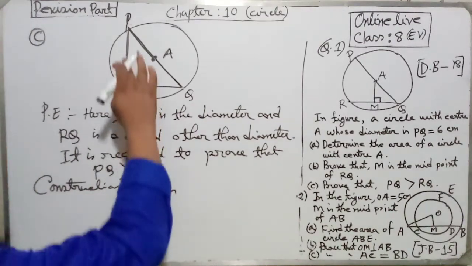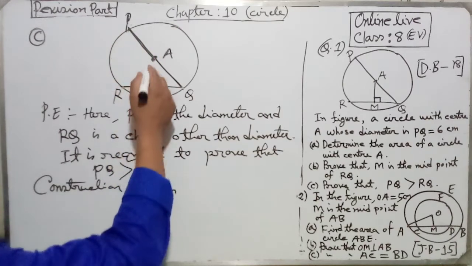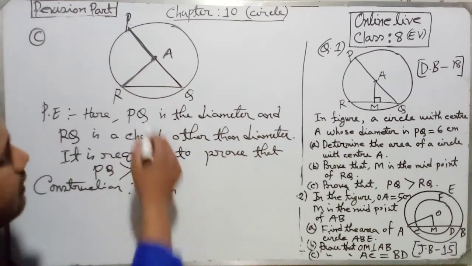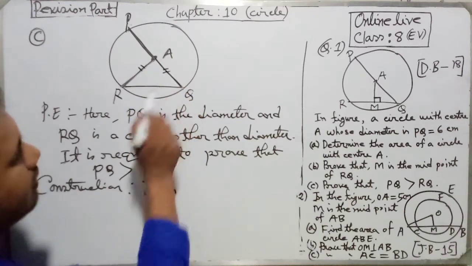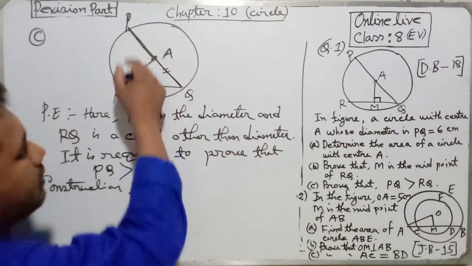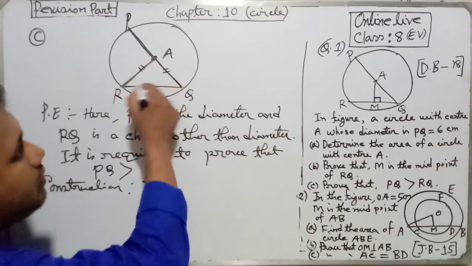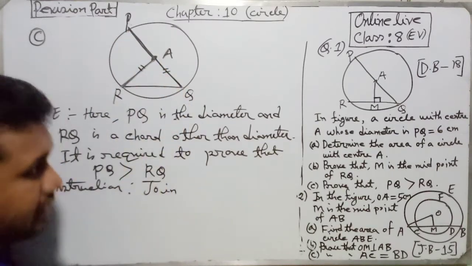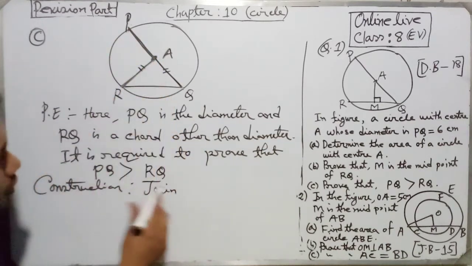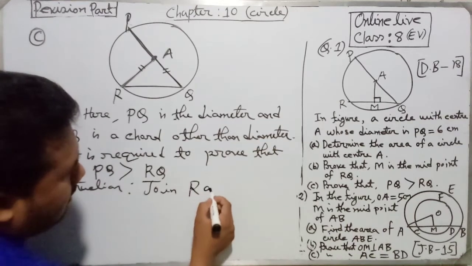Or if we draw, look, this two one, then you will get a triangle. This one and this one. You can just look. If you draw this one and this one, it will be a triangle. But if we draw this one, it will be another triangle. Or you can join this two one. Clear? Now, if we join R and A.